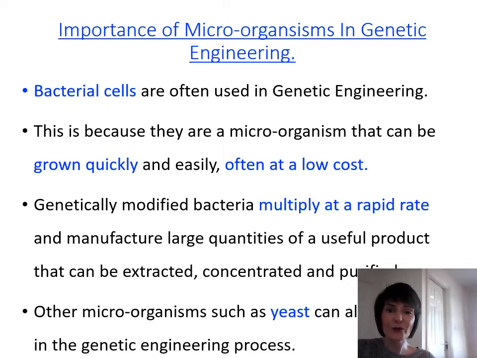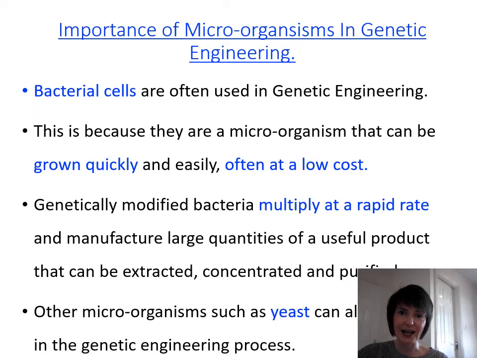What we're going to start off with when we start looking at the process of genetic engineering is what microorganisms we transfer genetic material into. A lot of the time we transfer genetic material into microorganisms, in particular bacteria and yeast. So bacterial cells are often used in genetic engineering. And we've got to think, well, why? What is so special about bacteria that they get their genetic material modified?